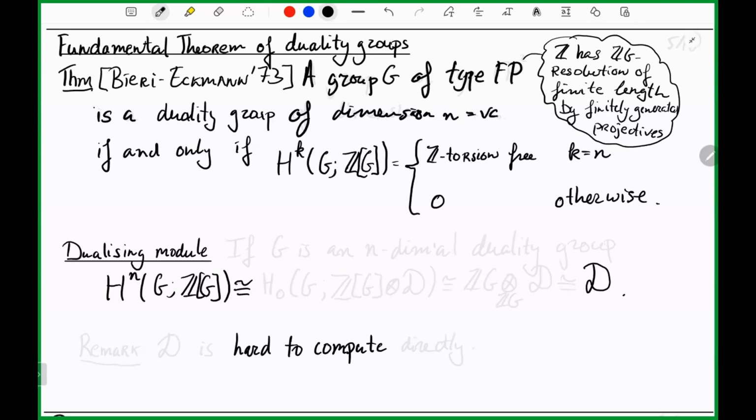And it turns out that n is always the homological dimension of G, so the highest dimension in which homology can occur.